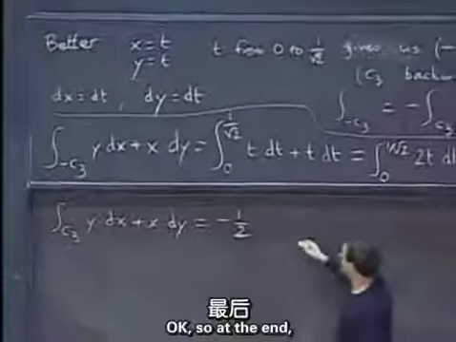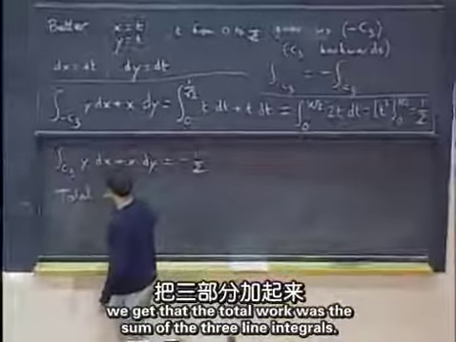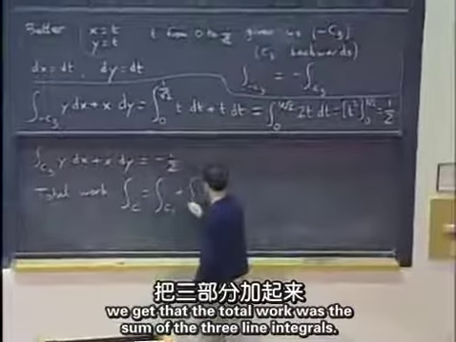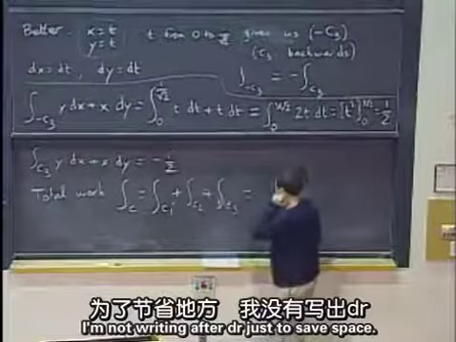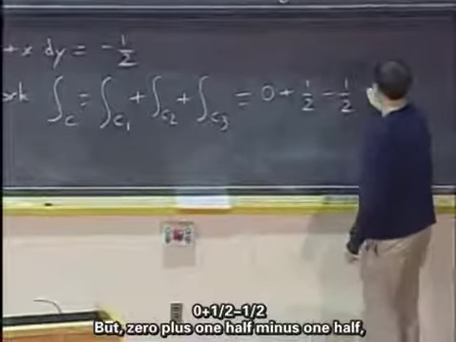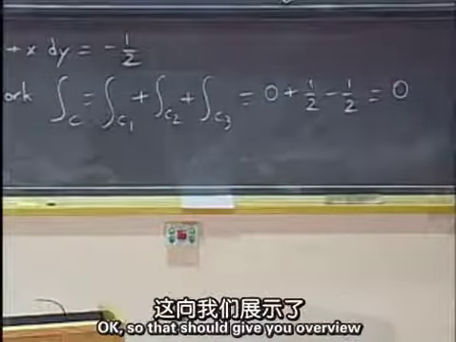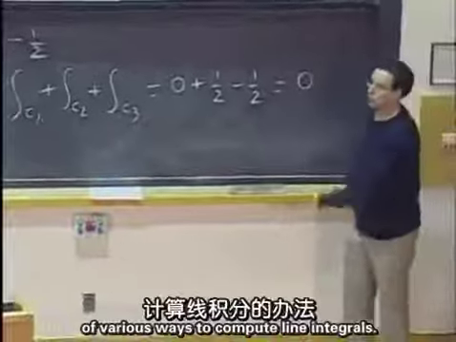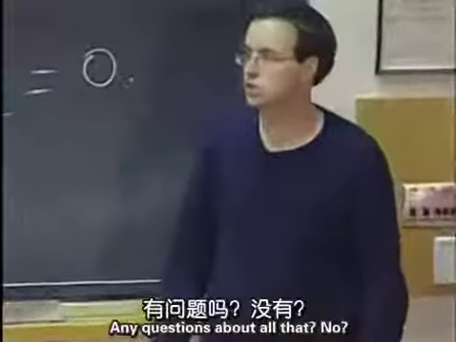So at the end, we get that the total work was the sum of the three line integrals. I'm not writing F dot dr just to save space. That's 0 plus 1/2 minus 1/2, and that comes out to 0. So a lot of calculations for nothing. That should give you a good overview of various ways to compute line integrals. Any questions about all that?